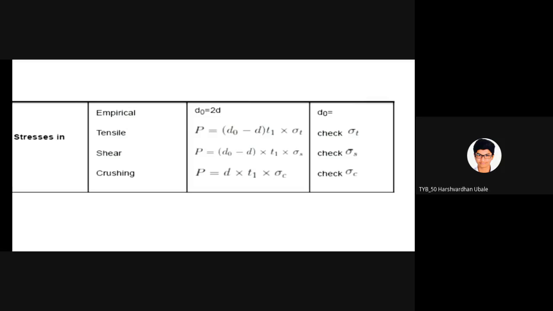Okay. What value of sigma T have you got? From this formula, P is equal to DO minus D into T1, the value of sigma T. I'm not able to hear you. In between I got disconnected, so I don't have the value. Okay.